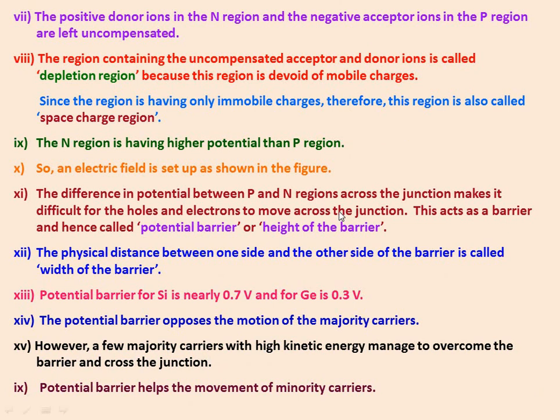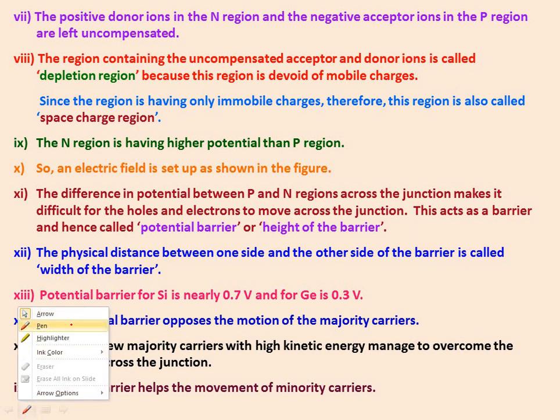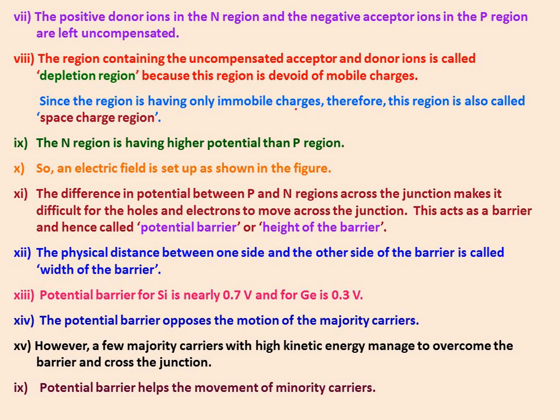And here I have mentioned all the points which I have discussed just now. So you can take a screenshot of this and make a note of all this. All regarding the immobile ions and the width of the potential barrier I have mentioned here. Thus, the difference in potentials between the p and n region, because of the immobile ions which I have already seen earlier across the junction, makes it difficult for the holes and electrons to move across the junction.